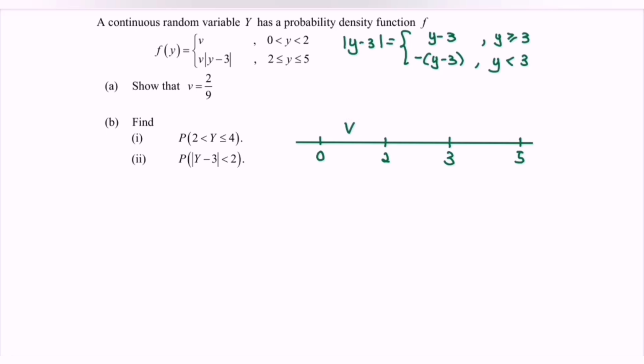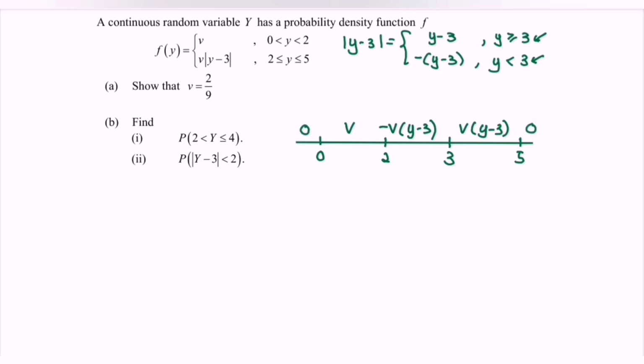The function is v. Next, we have 2 until 5. So in here, based on the definition, we have 3. We have to take into consideration: for y less than 3, from 2 to 3, the definition is v multiplied with negative (y minus 3). From 3 until 5, where y is greater than or equal to 3, we have v multiplied with the function y minus 3. Other than that, the function is 0. So that is the definition.